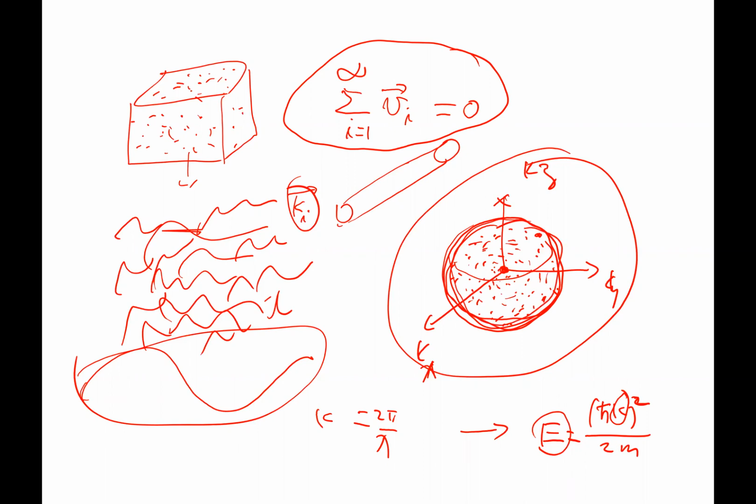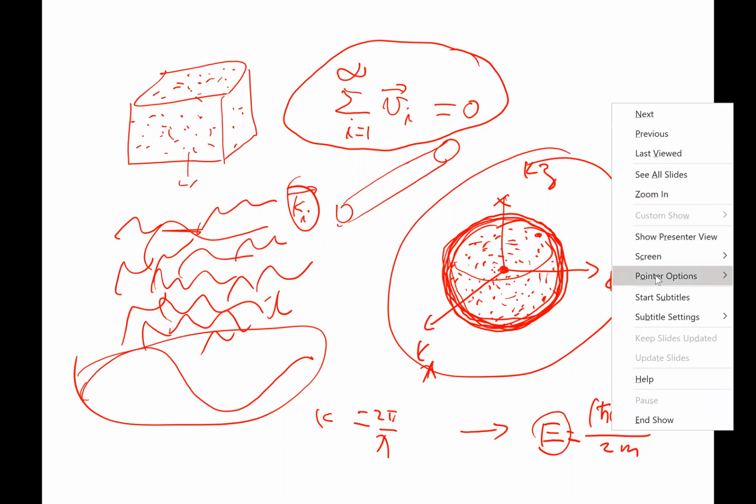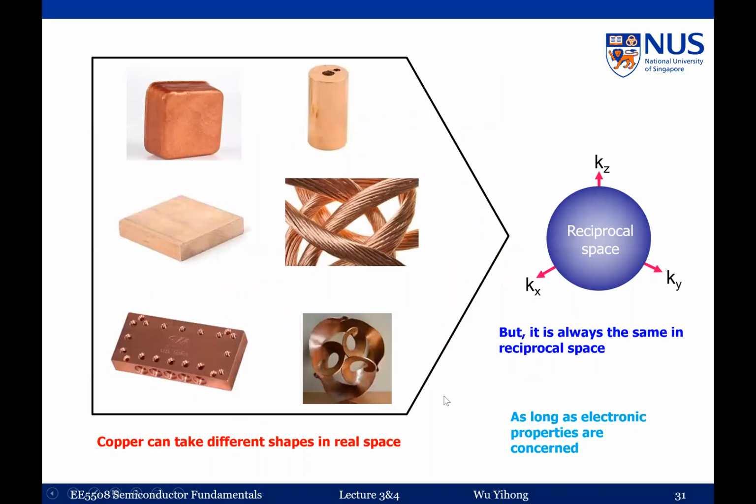In other words, most of the electrons inside this sphere will not contribute to electric conduction. Only those which have a very high k value and stop at this surface, which is called the Fermi surface, will contribute to electric conduction. I'll come back to this concept again. This is the picture I want to convey to you.